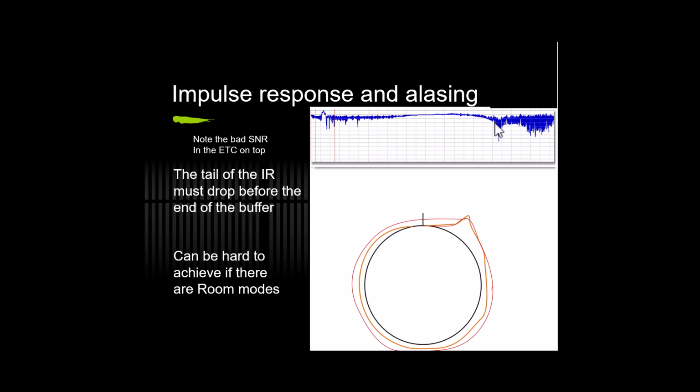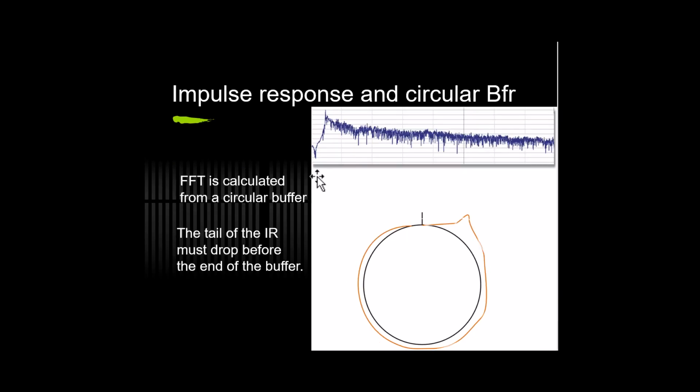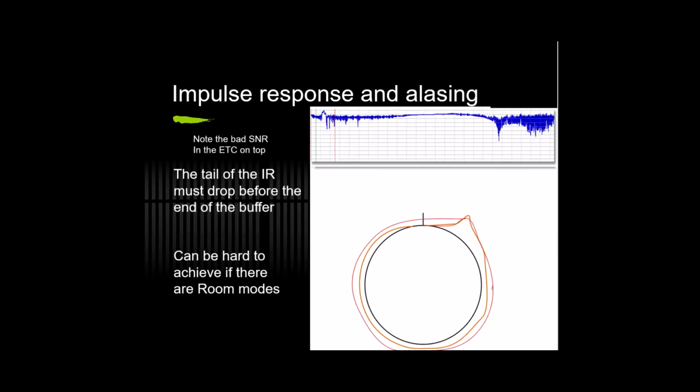And the problem is that when you make an FFT, we use a circle buffer. So this tail here will come in the front here, and smear out the measurement. Normally it should look like this. Here the room resonances are removed by filtering and so on. So the tail will fall off, and you have a clean measurement.